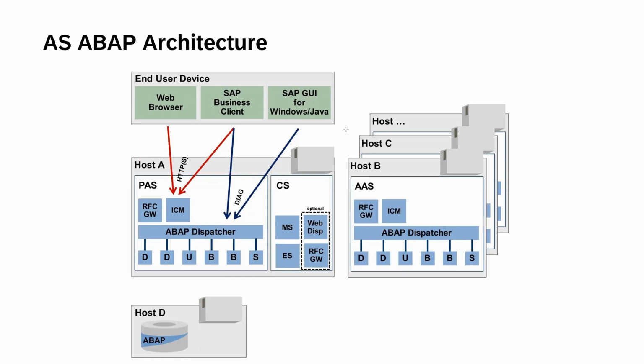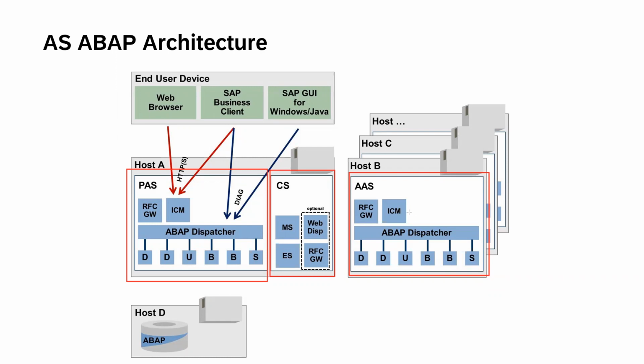Central instance and dialog instance. See, it is there in front of you. These are the three types: primary application server, central services instance, and additional application server. These are the three types of instances we have.